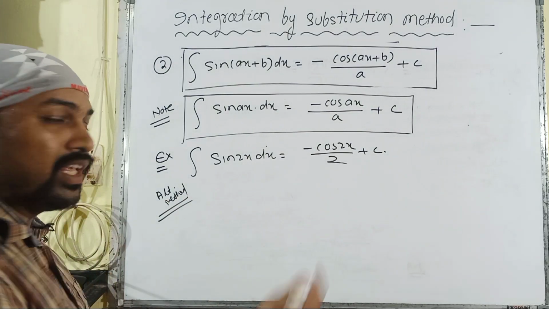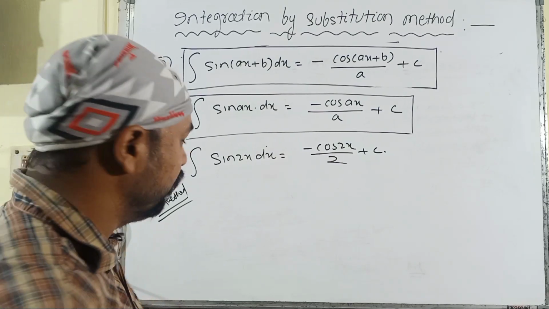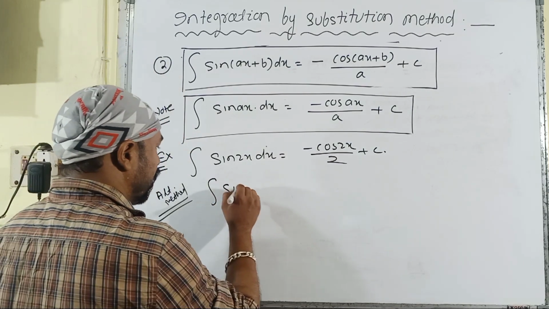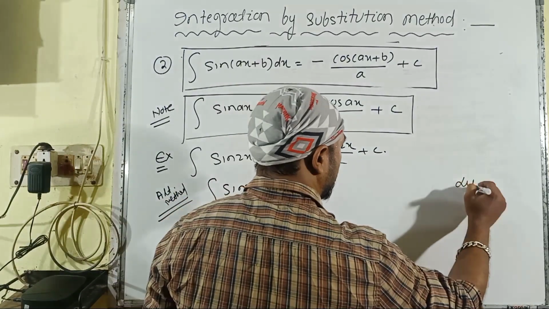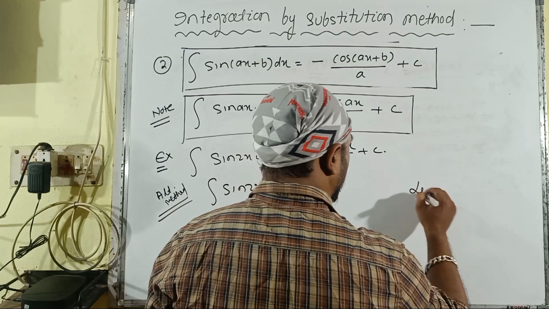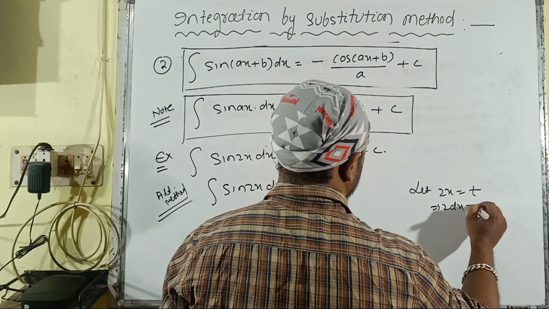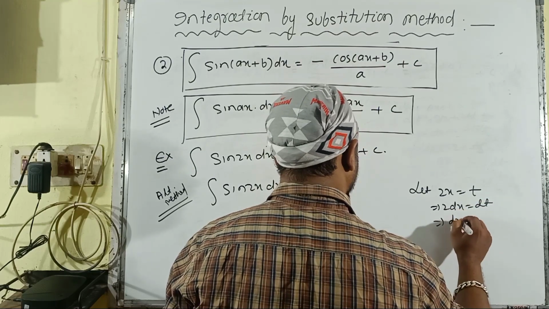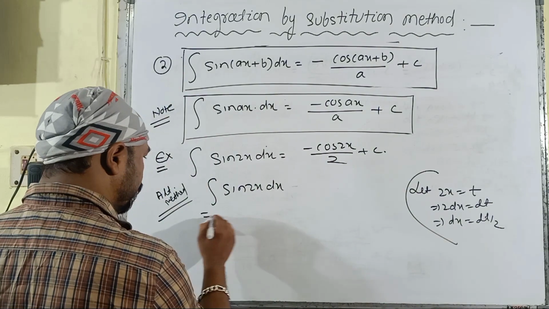We can apply the substitution method. The substitution method will be applied, and then the result will be derived. So, integral of sin 2x dx. First of all we have to substitute 2x as t, that means 2 dx is equal to dt, that means dx is equal to dt divided by 2, and again we have to substitute these values here.